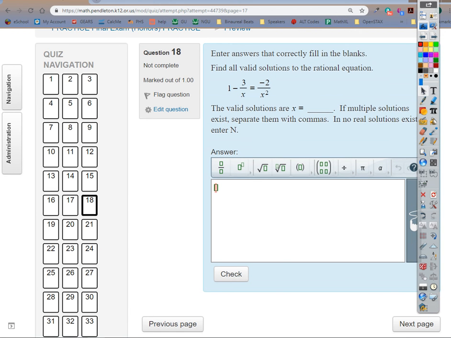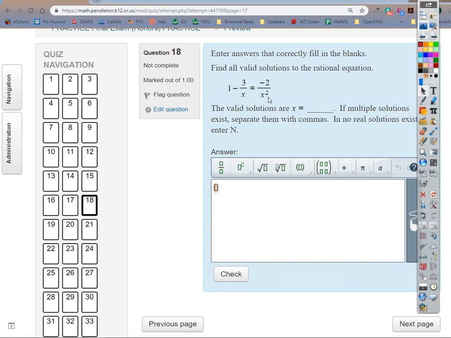How about this? Find all valid solutions. Okay, so this is solving a rational equation. What's our strategy when we're solving a rational equation? Clear the fractions, right? We're going to find out what the least common denominator is. What is it? X squared. Because if I look at my denominators, I've got a 1 and an x and an x squared. Well, the least common denominator is x squared of those factors, right?